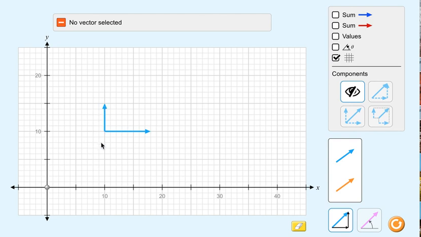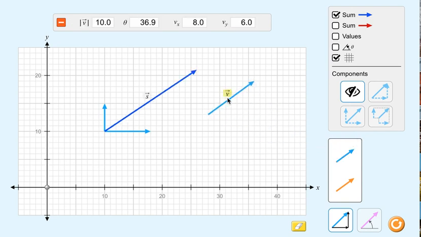So these are what we'd call the components. So these are the two forces that would make up the resultant force. Okay, and if I show you what this would be if I added those two forces together, then it would be a force that looked like this.